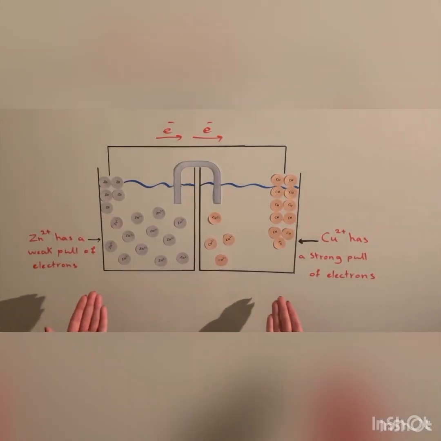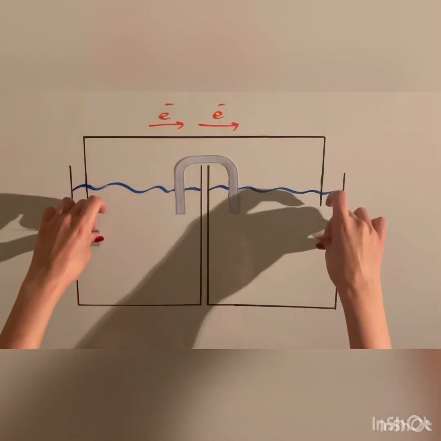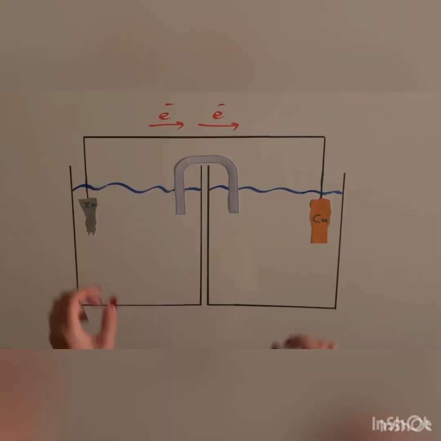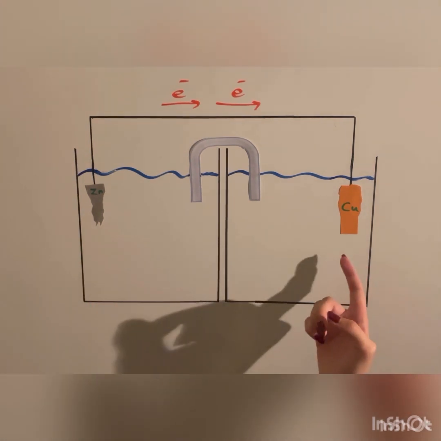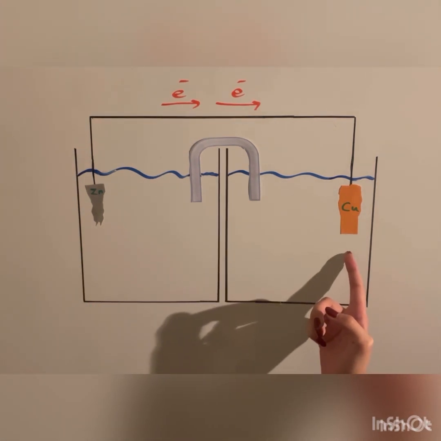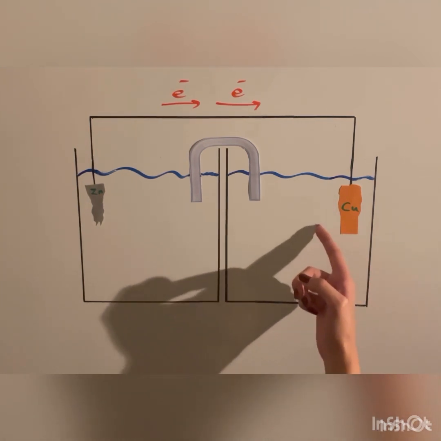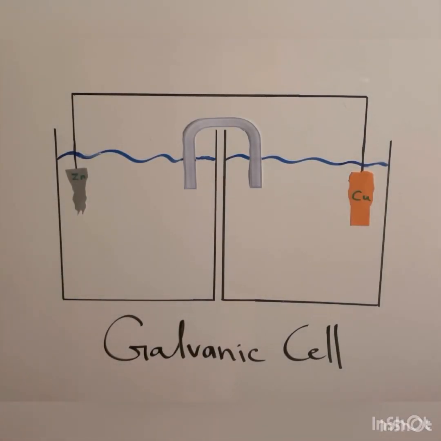So if this happens long enough, we will see these two metals change. The zinc metal got smaller due to the loss of electrons, while the copper metal got bigger due to the gaining of electrons, or the precipitation around the copper metal. So this is a brief illustration of how a galvanic cell works.